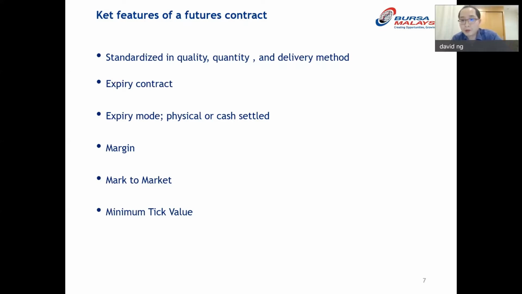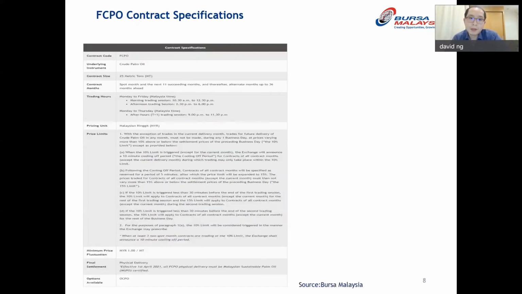So if you're new to the market, it's important for you to make sure you know the tick value, the minimum tick value per se. If you're trading the palm oil market, always understand that 1 point movement in the palm oil price is always equivalent to 25 ringgit to your P&L. So just to dabble a bit on the contract specification.